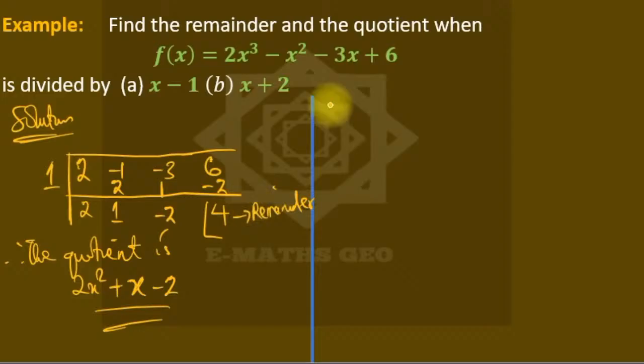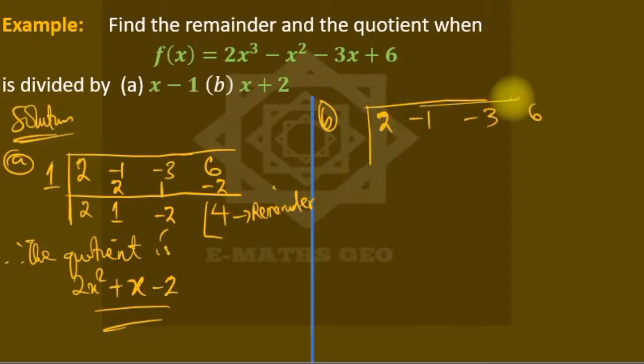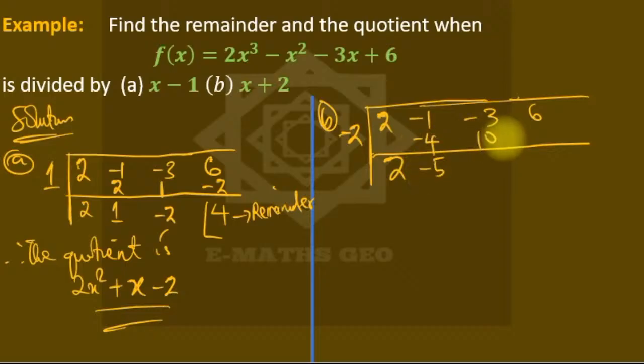Now the second one. The same thing, we write the coefficients of the dividend, which are 2, minus 1, minus 3, and 6. The next thing is to write this plus 2 as minus 2. So bring down 2, multiply minus 2 and 2 is minus 4, add, minus 5, multiply, 10, add, 7, multiply, minus 14, add, minus 8. So minus 8 is the remainder.